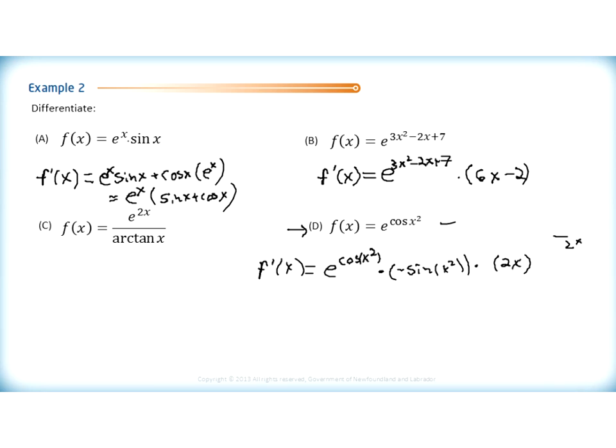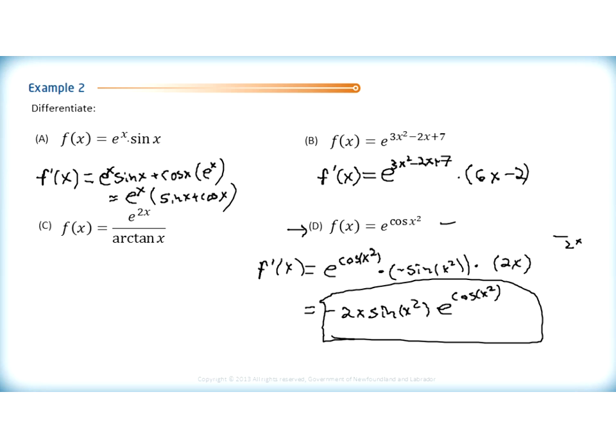So this then should give us negative, it's going to be an easier way to write that, negative 2x sine of x squared, I guess. And then better put that in brackets so we don't get confused, times e to the power of cosine of x squared. And I think that's pretty simplified for that. So there's a good answer there. All right, so taking derivatives that involve e to the power of x, super fun stuff.